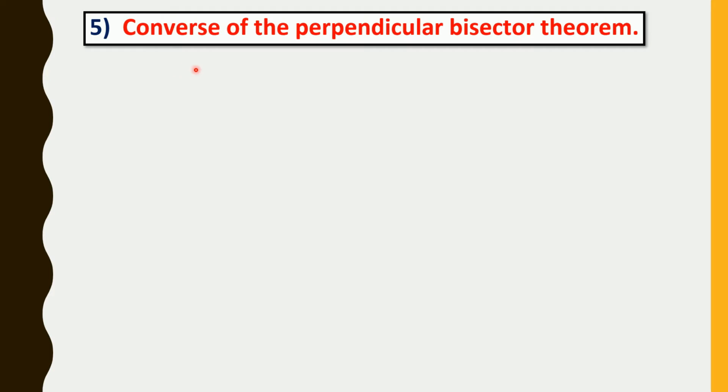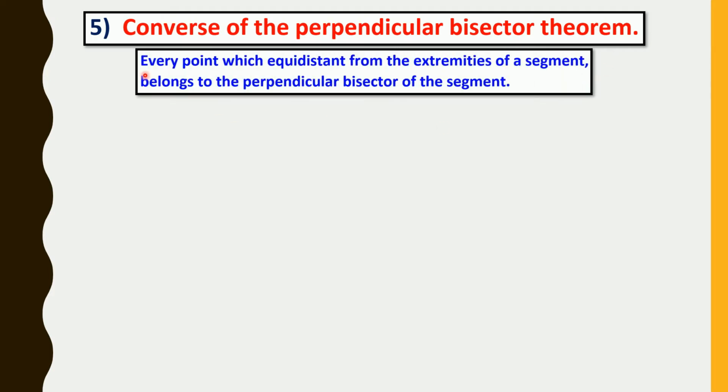Now, part 5, converse of the perpendicular bisector theorem. The converse says every point which is equidistant from the extremities of a segment belongs to the perpendicular bisector of the segment.